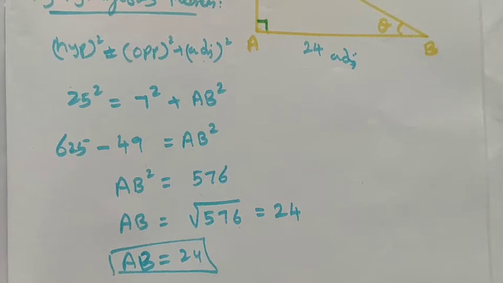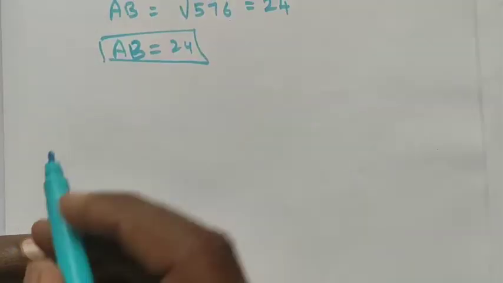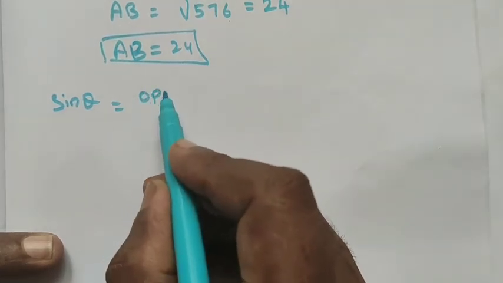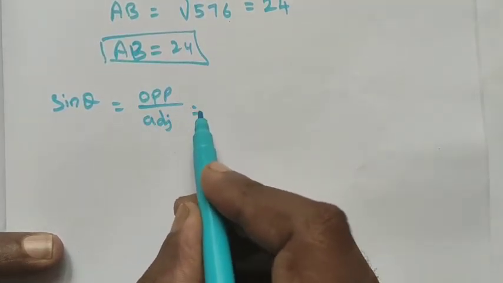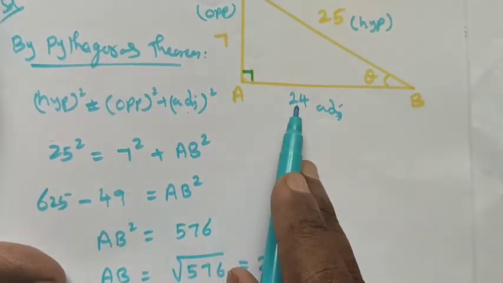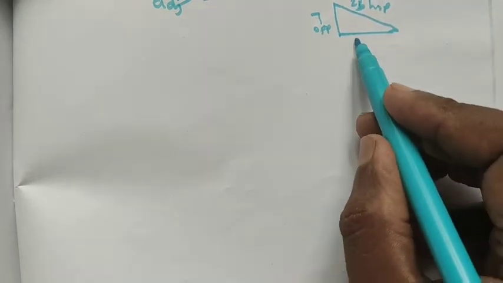Now we want to find out the 6 ratios. What are the ratios? That is sin theta, cos theta and so on. I draw the diagram again here. This is the triangle. This is the opposite side 7, the hypotenuse side 25, and the adjacent side is 24. It is very easy to write it here.